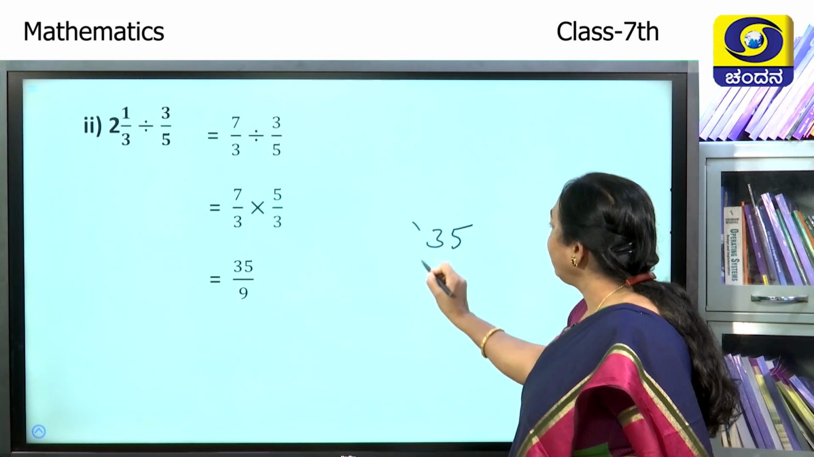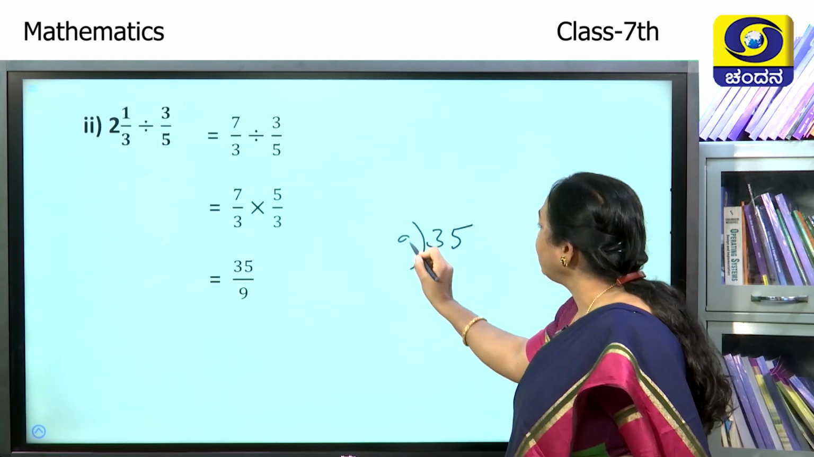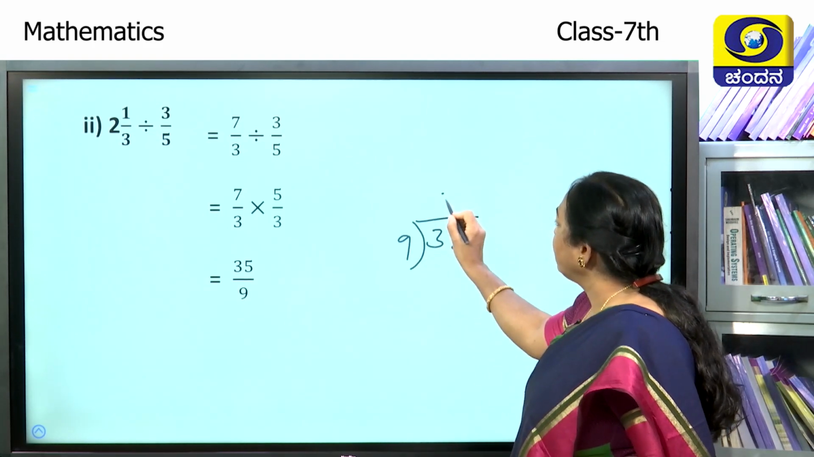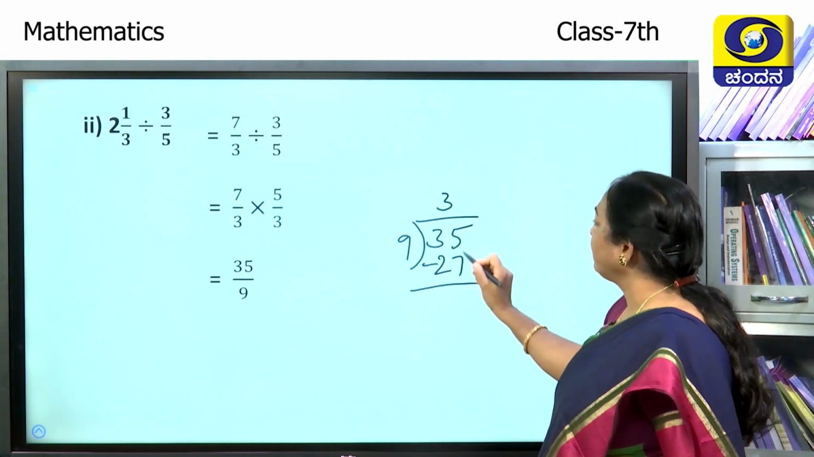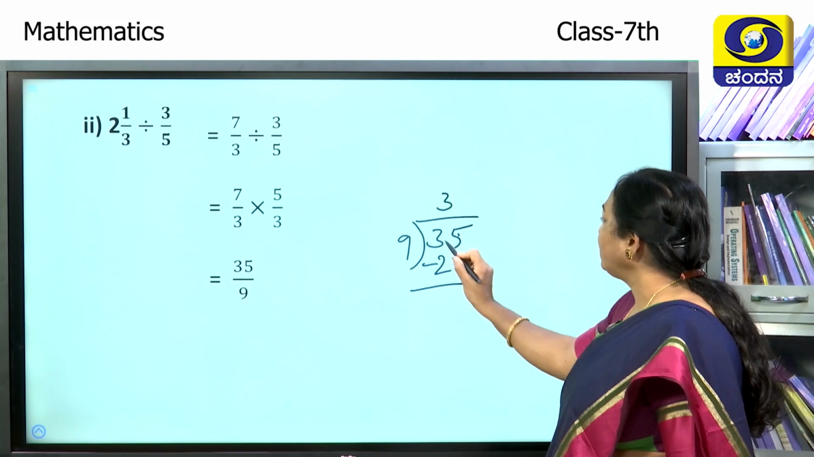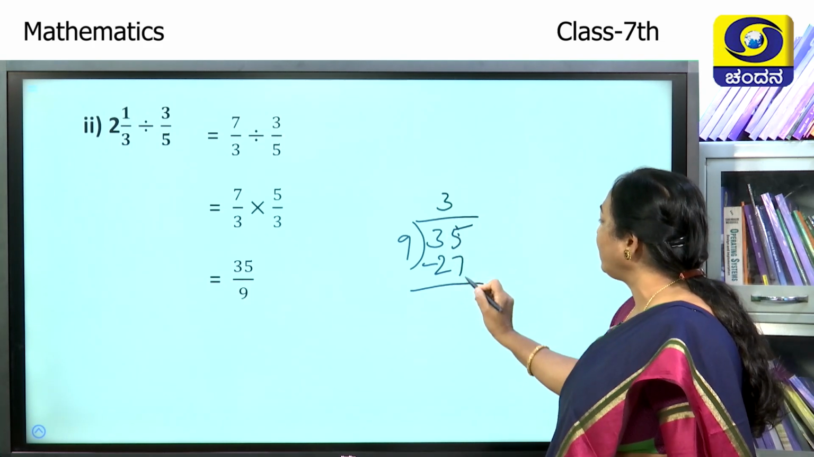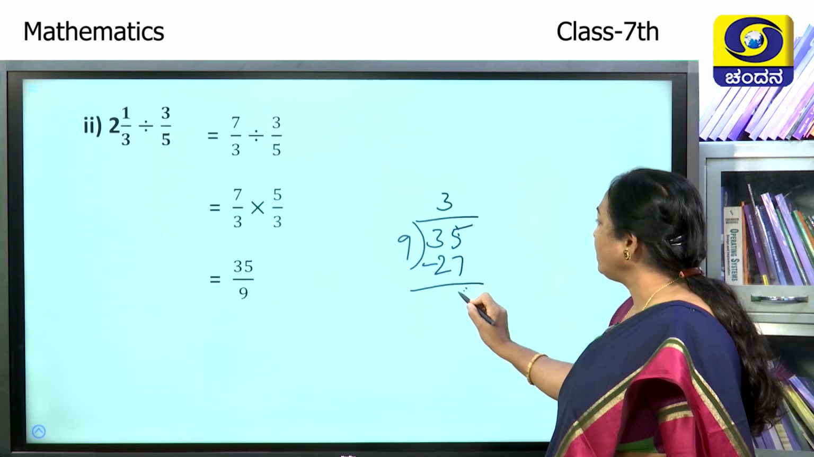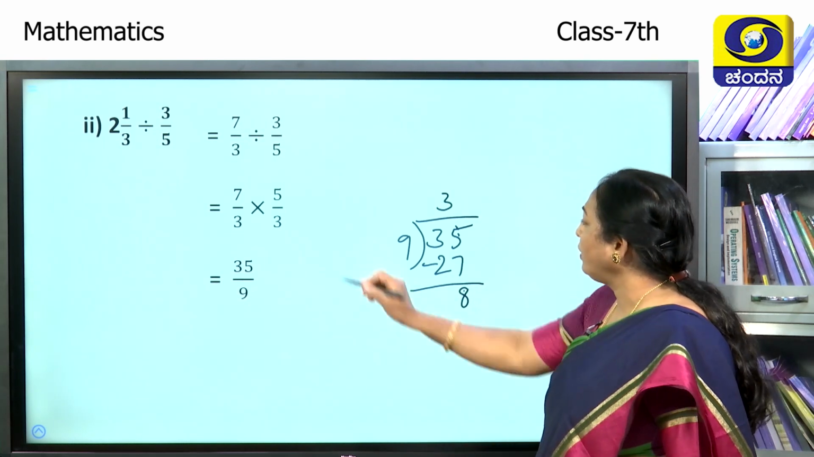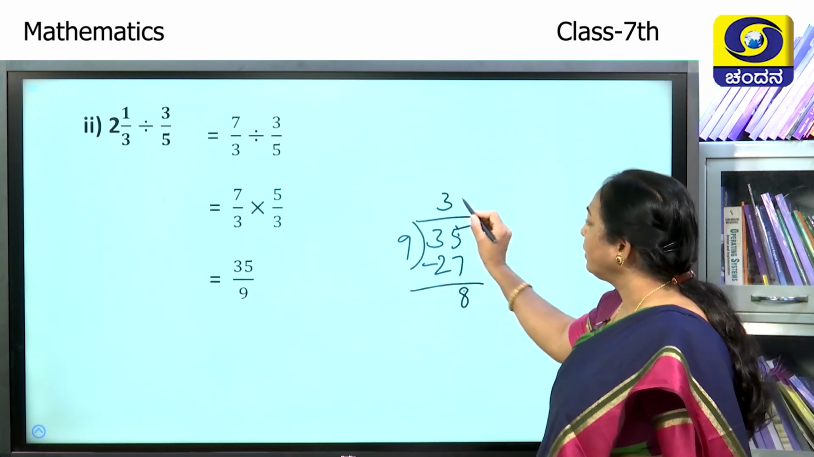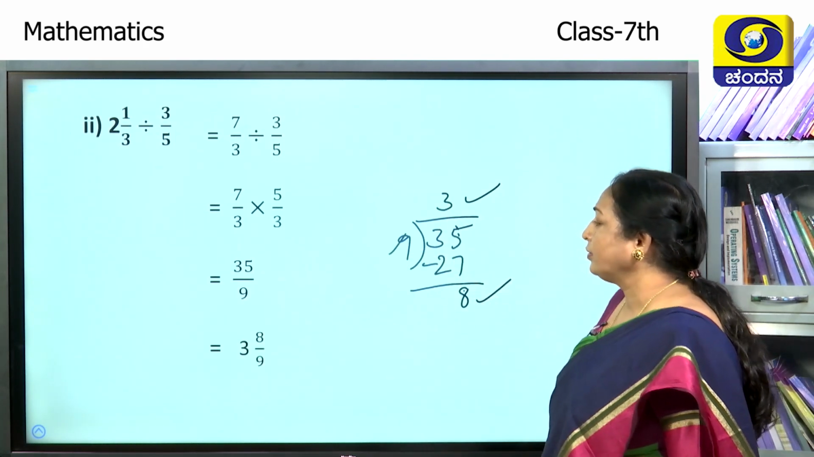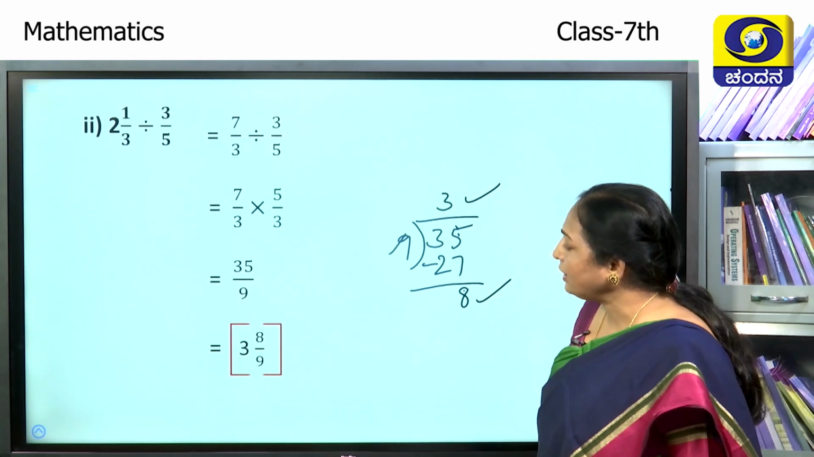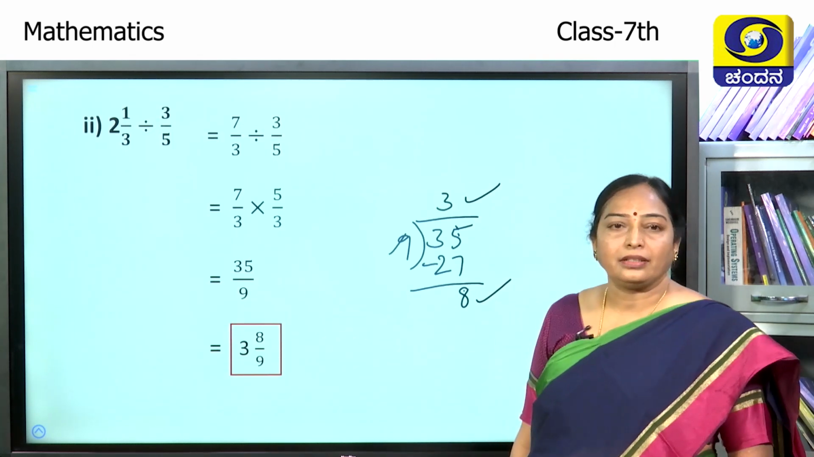35, take it as a dividend, 9 as a divisor, 9 3s are 27, subtracting. 15 minus, take borrow from here, 15 minus 7 is how much? 8. Therefore, it can be written as 3 8 by 9. The answer is 3 8 by 9.